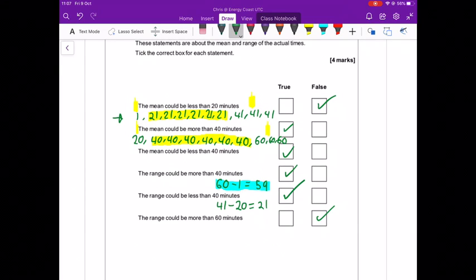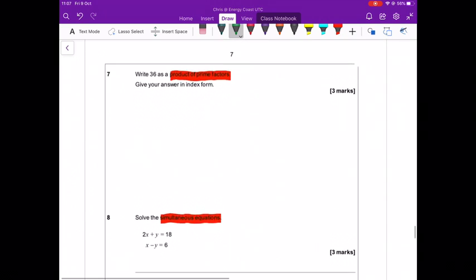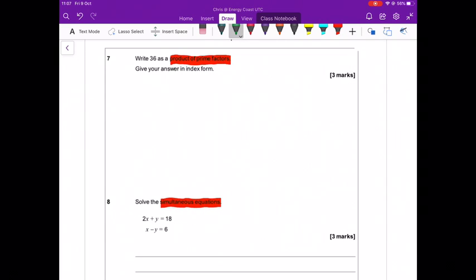Let's move on. You needed everything right to get all 4 marks. I think to get 1 mark, you needed 2 right. So it's probably likely you'll get a couple of marks if you just guessed, to be honest, on that one. But anyway, let's carry on.